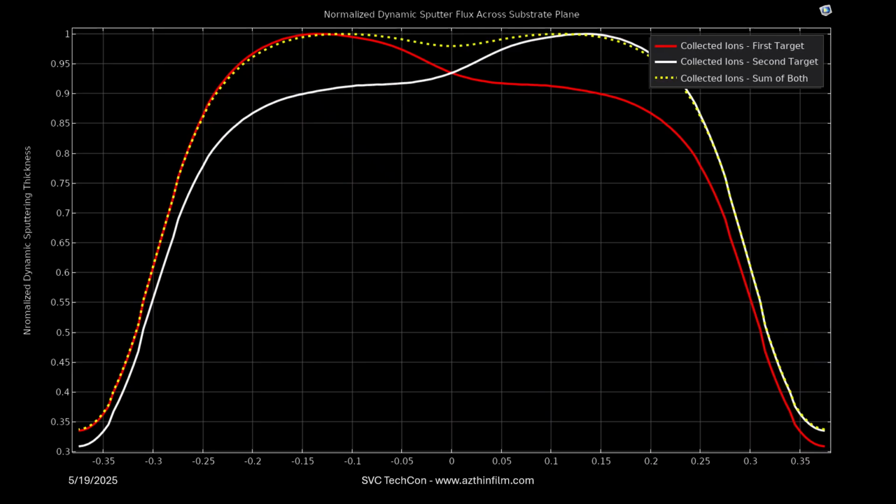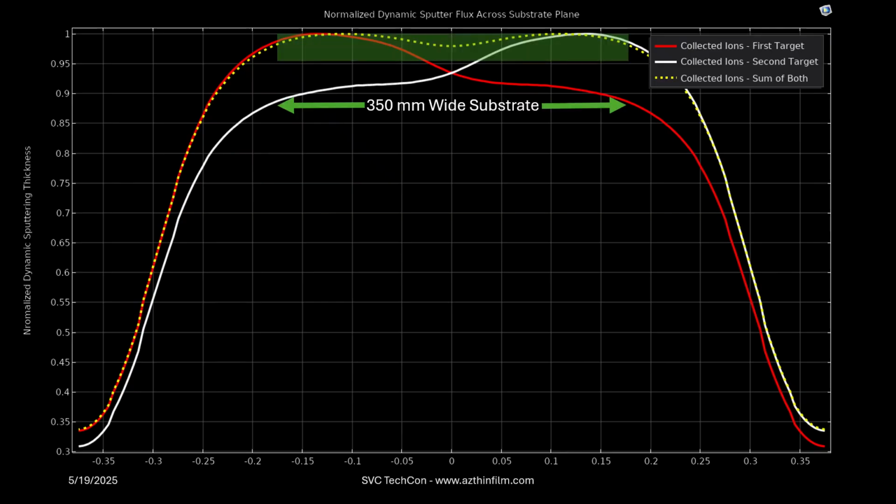And you can see that there's a much larger hump and a much greater change in the uniformity for the individual target. So the red one is the first target, the white one is the second target, and again, the dotted yellow line is the summation between the two. And you can still see that within our 350 millimeter wide substrate, we're still able to hit that plus or minus 2% uniformity with the collected sum of both targets. And the individual targets are producing a rather terrible uniformity.